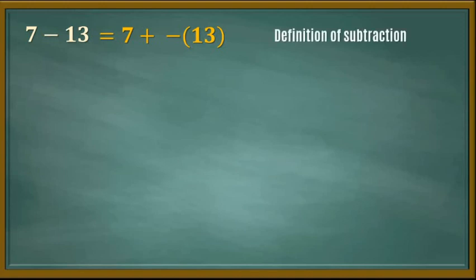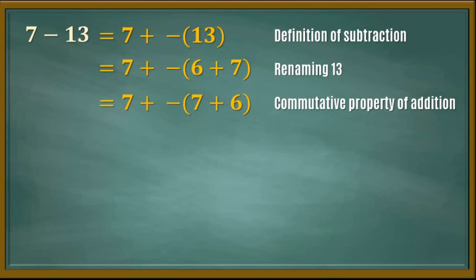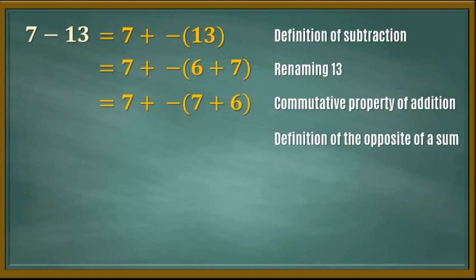Next, I can rename 13 as the sum of 6 and 7. We'll see in a while why that would be helpful. Next, I can switch the positions of 6 and 7 because the commutative property of addition allows me to do so. From this line, I see that I am taking the negative of the quantity 7 plus 6. In other words, I am taking the opposite of a sum. I can therefore rewrite its opposite as the quantity negative 7 plus negative 6.